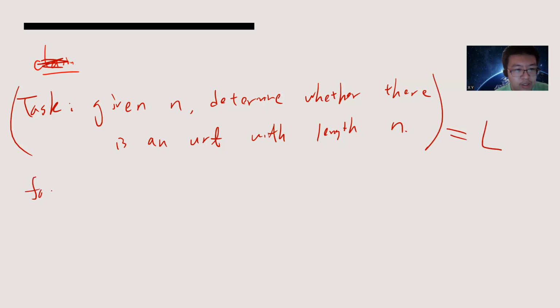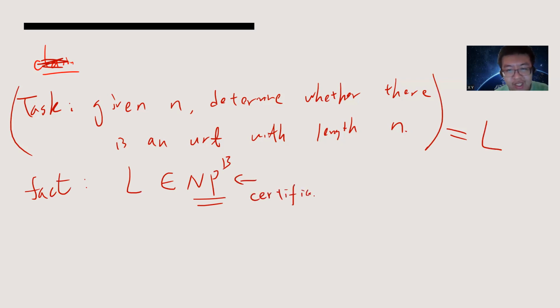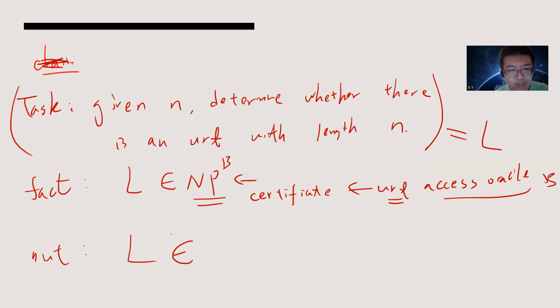The fact, which is very trivial to prove, is that L is in NP relative to B. Because NP doesn't need to do any calculation: there is a certificate, which is just the URL of length n. So NP just plugs this URL into the computer, just accesses oracle B.